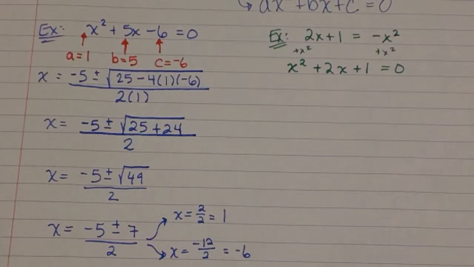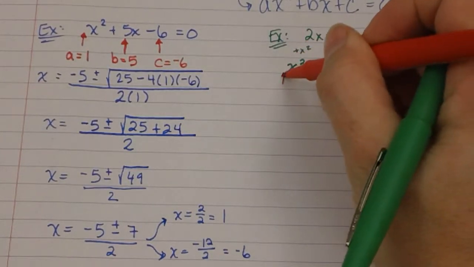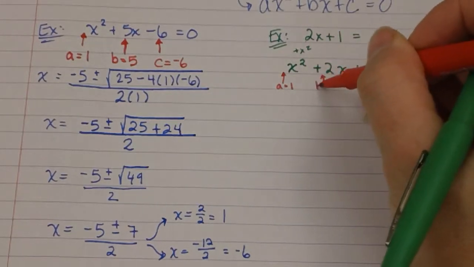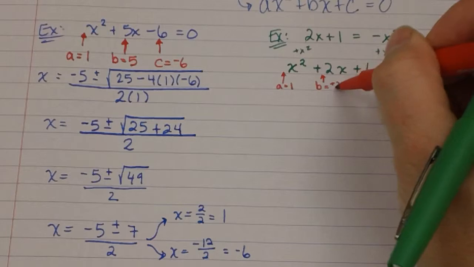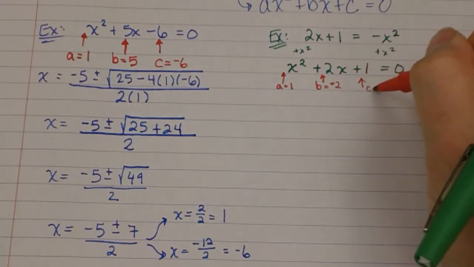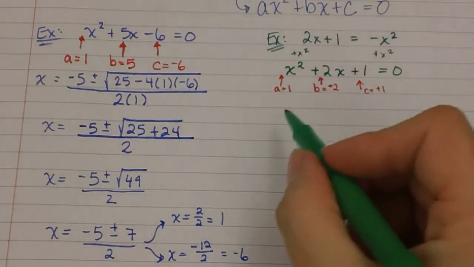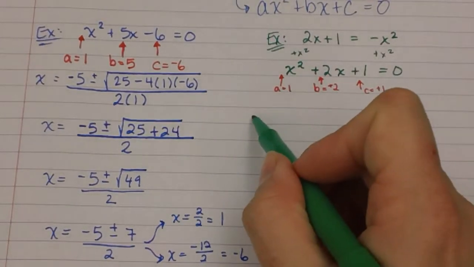Again, we're only using the coefficients out of this problem. So a is in front of the x squared, so it's 1 again. B is in front of the x, so it's positive 2. And c is positive 1. C is the constant term. So let's work this into our quadratic formula.